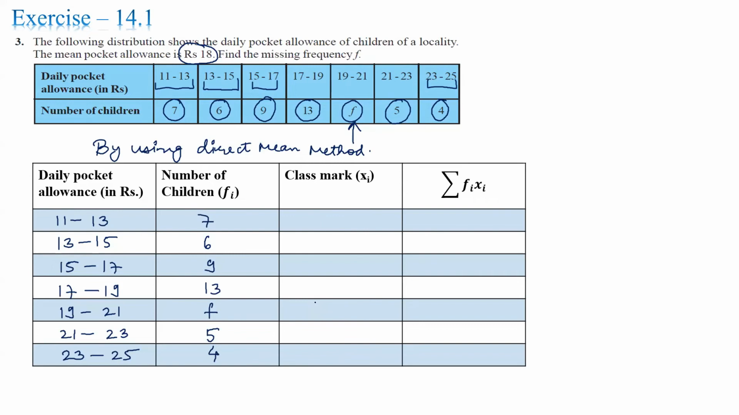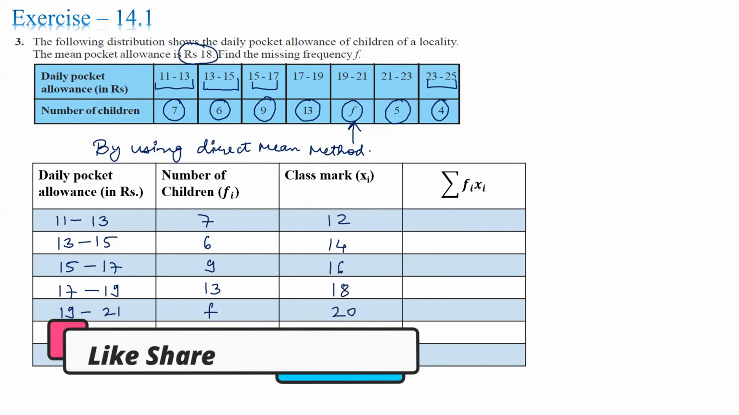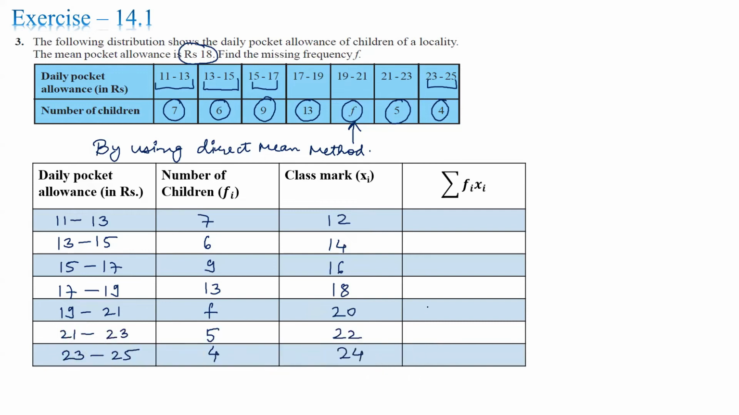Class mark is what? Upper limit plus lower limit divided by 2. So 11 plus 13 is 24, divided by 2. So it will come 12. Similarly, here it will come 14. Next 16. Next 18. Next 20. Next 22. Next 24. Okay, now we have completed the class mark column also.